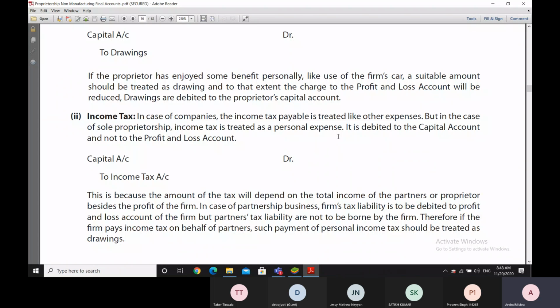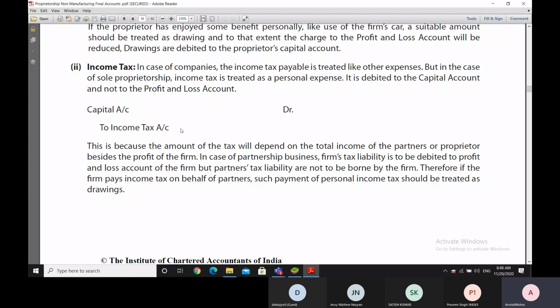So in the case of proprietor, it is considered that the proprietor's income tax is his own personal expenditure. The income tax paid by the proprietor is treated as his own personal expenditure and it will be debited to the capital account if it is paid from the business, and it will not be debited to the profit and loss account in case of a proprietor's business.